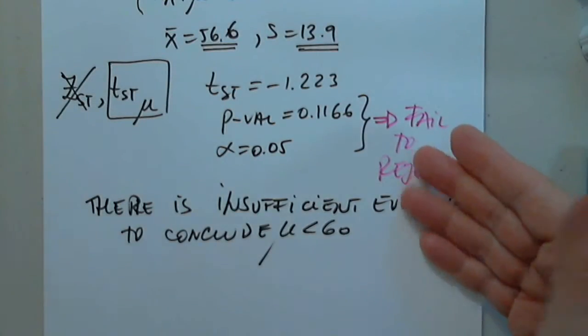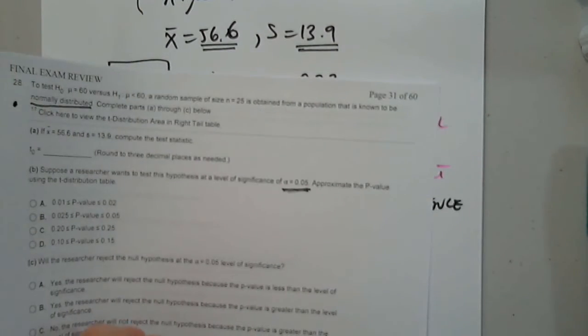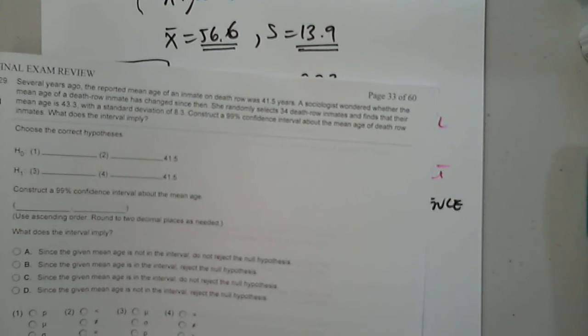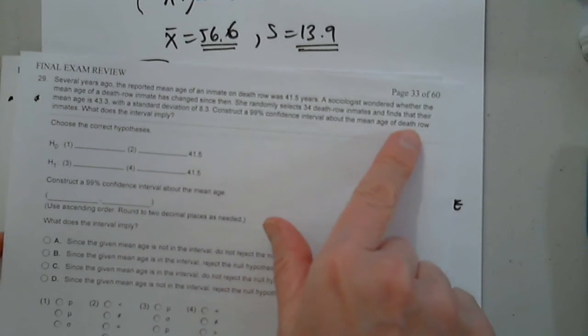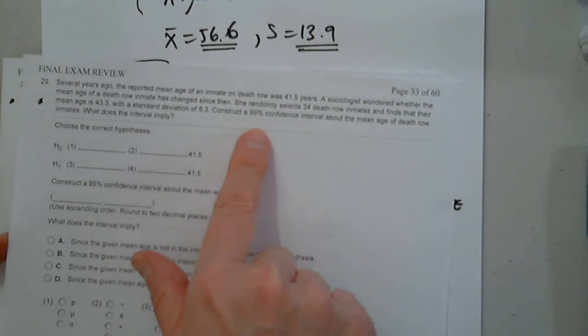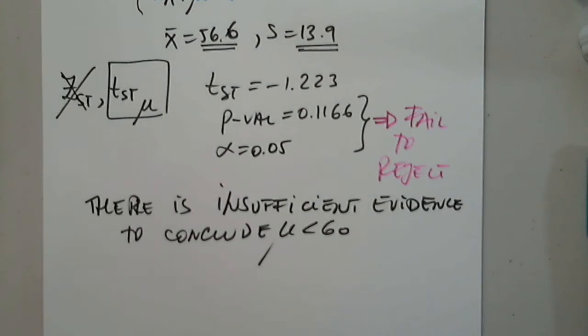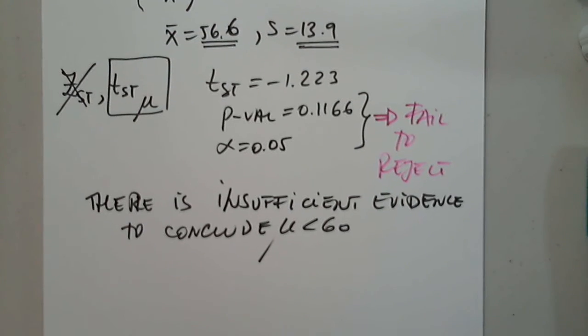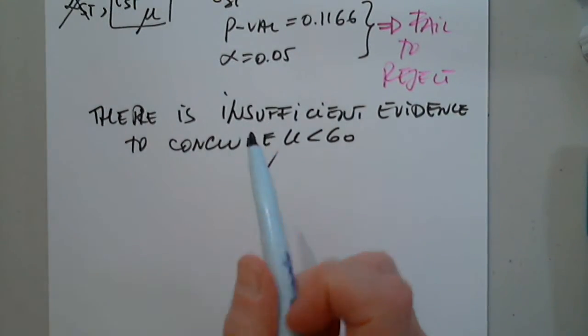If we reject, we will say there is sufficient evidence to conclude. But if we fail to reject, we say there is insufficient evidence. Good. Okay, moving on. Let's also construct a 99% confidence interval. Now, a question here. I'm just going to add a question on this problem.